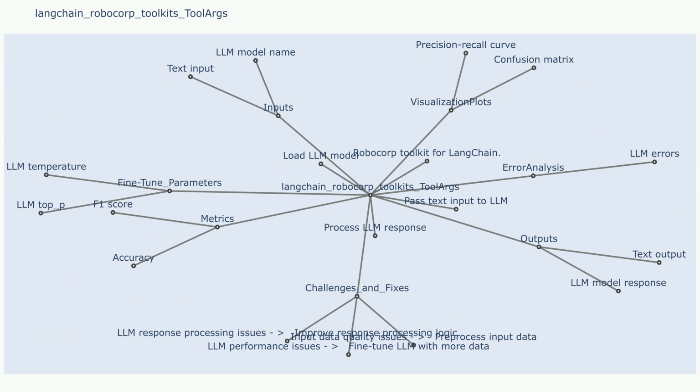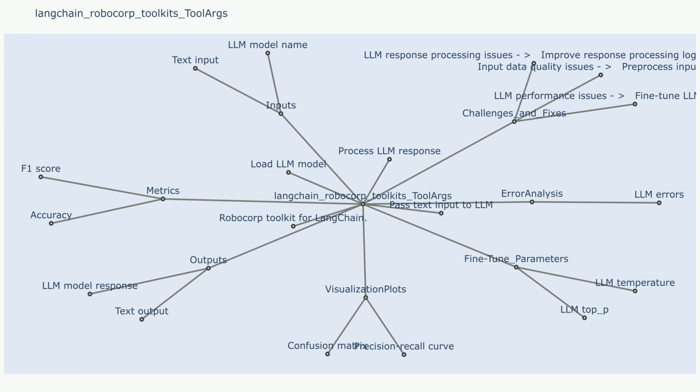Challenge 5: difficulty in visualization. Sample use case that resulted in challenge 5: challenges in visualizing the relationship between tool parameters and outputs. Fixes to challenge 5: explore different visualization techniques and tools to effectively represent the data and insights from the tool execution.